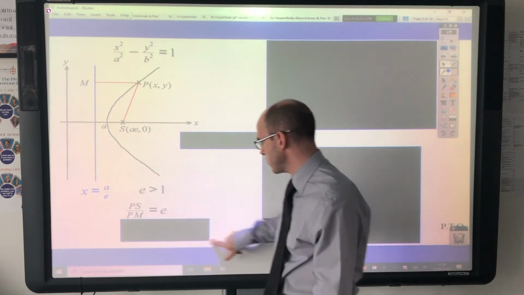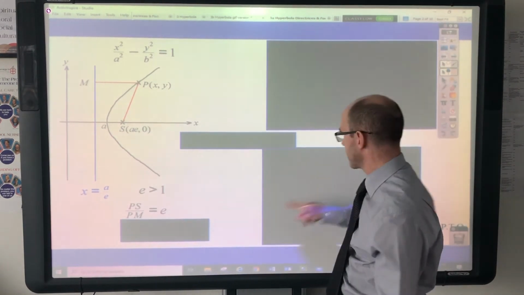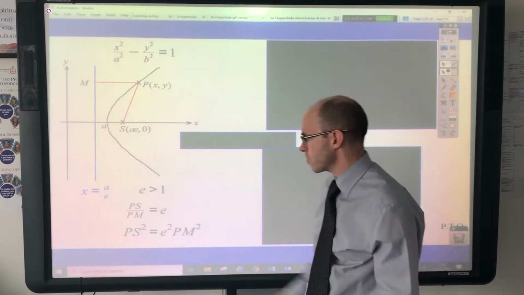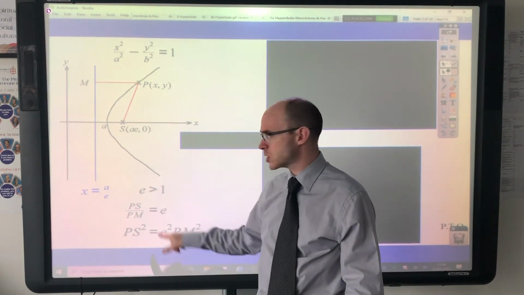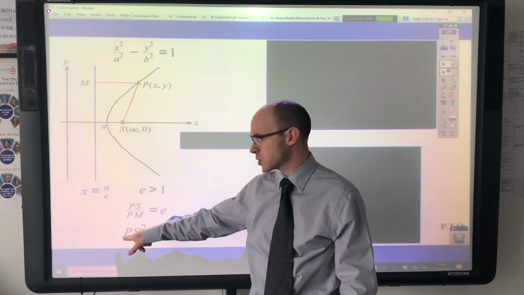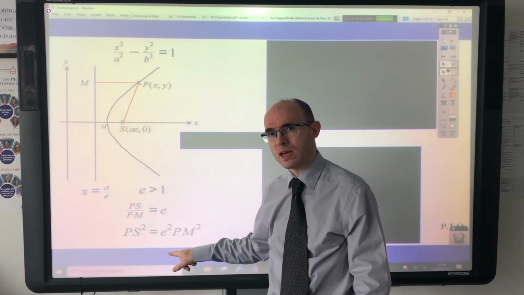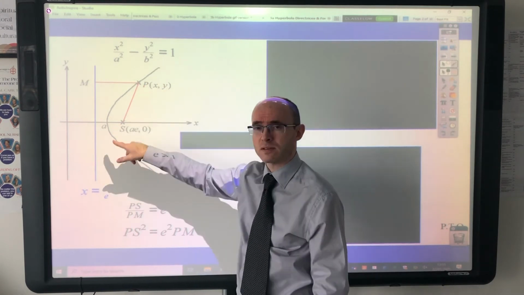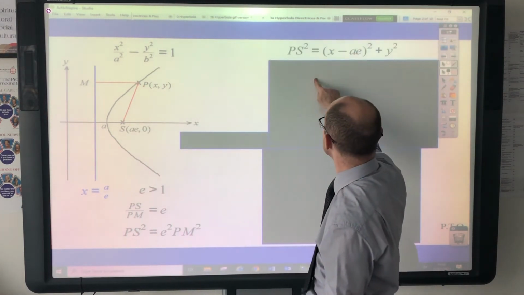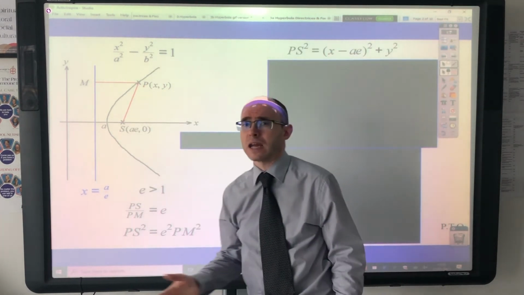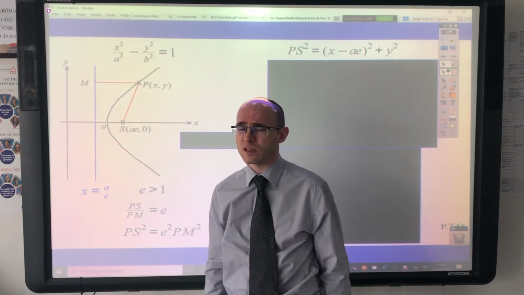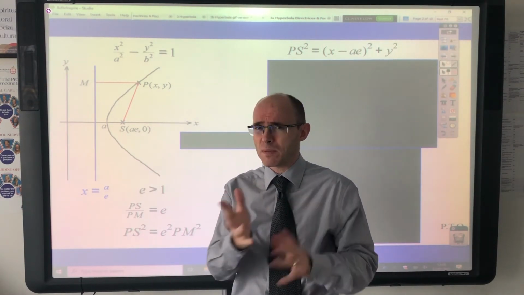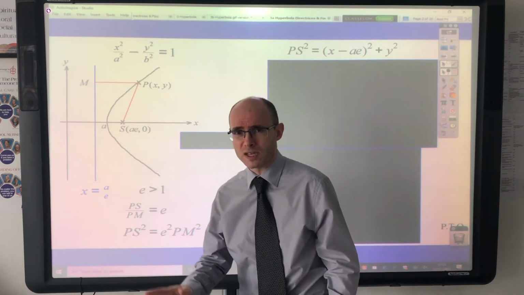Now if you remember from the other video I showed you, what we do is we first write it like this, square both sides, rearrange: PS squared equals E squared PM squared, and then we use Pythagoras' theorem to work out what the distance PS squared actually is. That's our starting point, and you'll notice exactly the same thing. You'll get very similar results. In fact, you'll get exactly the same results right up until the very end. But in case you've not seen it, here it is.